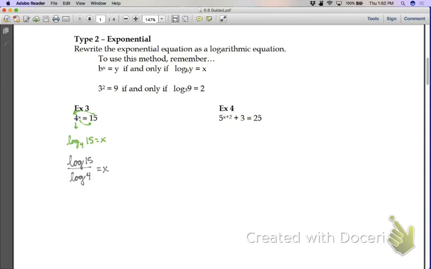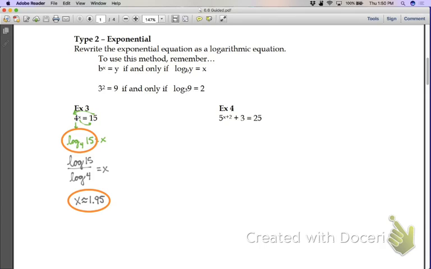If you have to do change of base, it's going to be all right. You'll end up getting log of 15 divided by log of 4 is about 1.95. Okay. So about 1.95. Again, depending on what kind of calculator you have, you may be able to type that straight in.